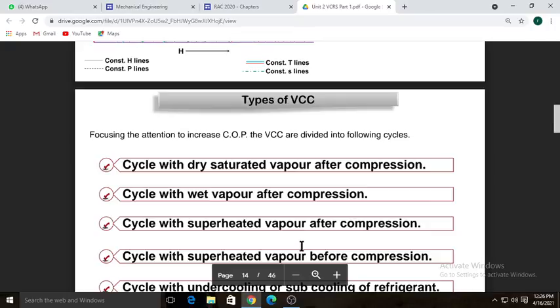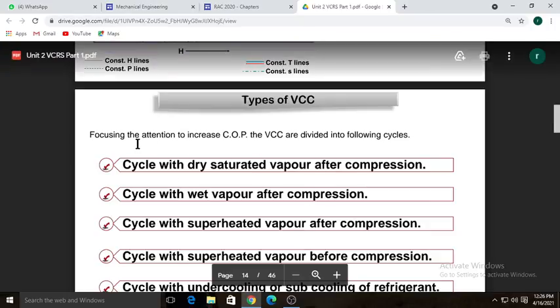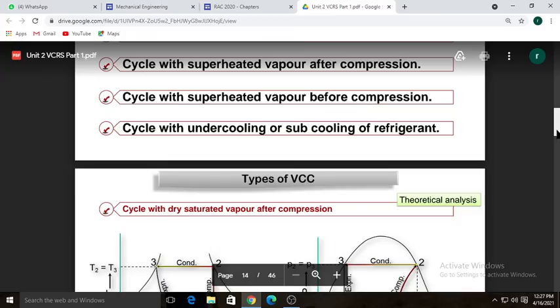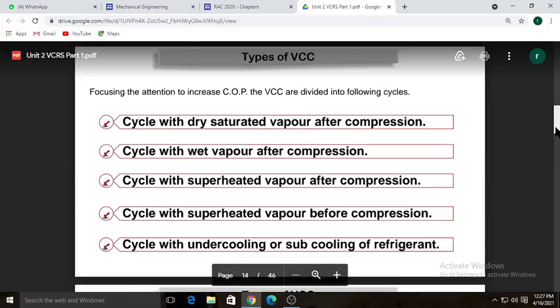Okay, so in the next section we will see the types of vapor compression system: when there will be dry saturated vapor after compression, or when wet vapors are compressed, and what will be their effects on the COP and the refrigerating effect produced by the refrigerator. There are various situations which can occur in the vapor compression cycle. I will teach you in the next section. Thank you.